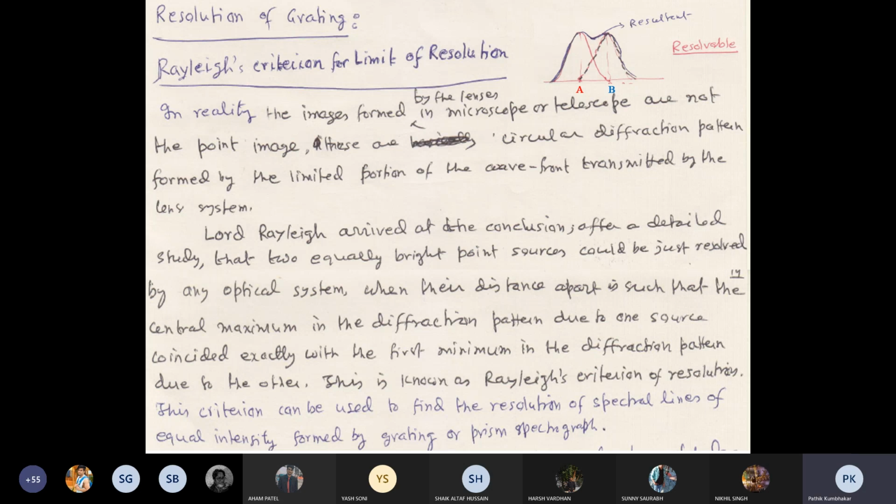So when the two points are widely separated, we can see them distinctly. But as we bring them closer and closer, these two diffraction bands will overlap. These two diffraction bands will overlap.